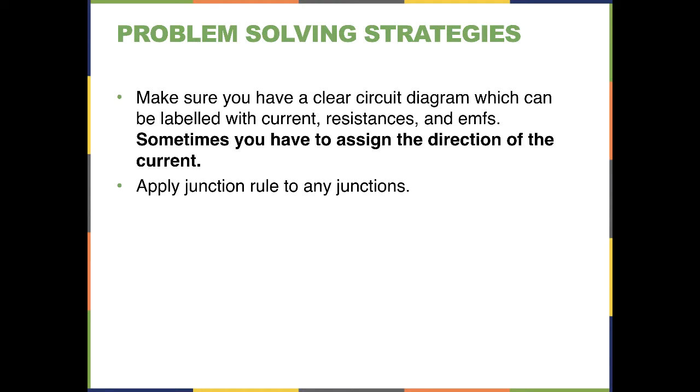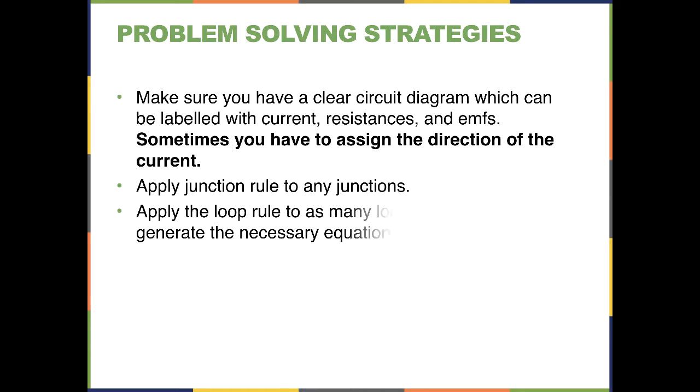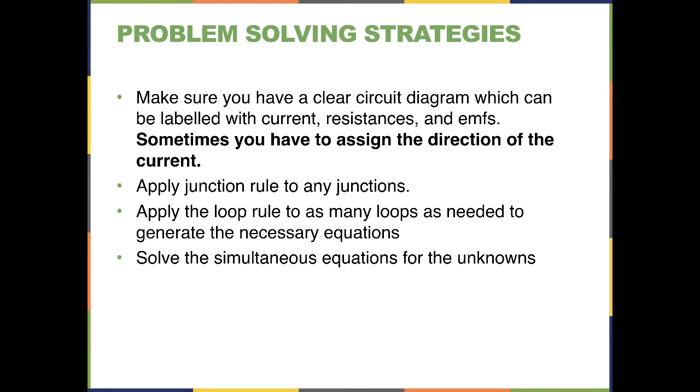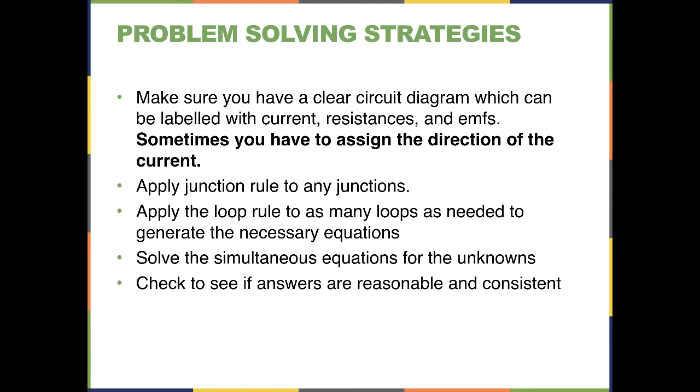You then, at any junction, you apply the junction rule, and then you pick a couple of loops to do the loop rule. Now, sometimes you don't have to do all the loops you can do. You just do the ones you need to get. If you have 3 unknowns and you need 3 equations, then you do 1 junction rule and 2 loop rules. That gives you 3 equations, and then you stop. Then you have to solve the simultaneous equations, and this is what challenges most of our math. And see if the answers are reasonable.